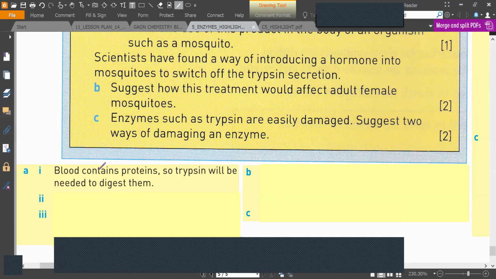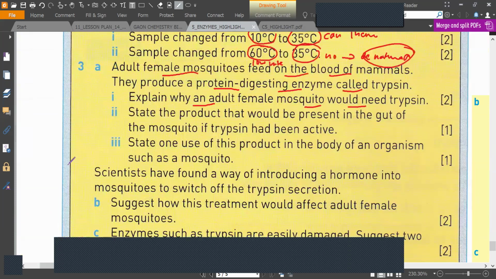The blood contains proteins, so trypsin will be needed to digest them. The mosquito uses the trypsin to digest the protein in our blood so it can drink our blood easily.